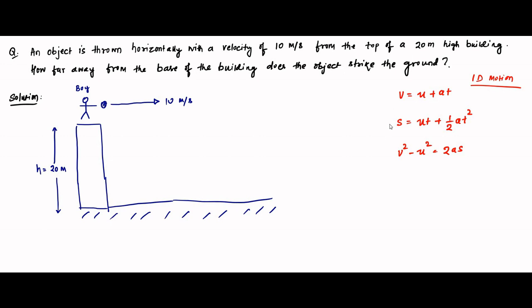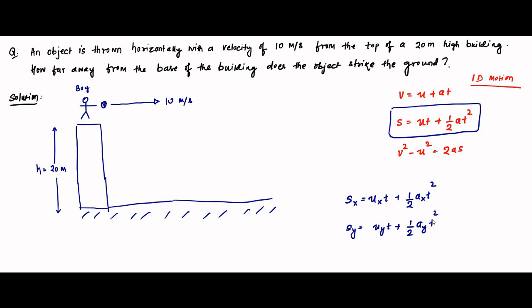We have to analyze the motion separately, which is called the principle of independence of motions, vertical and horizontal. So we'll split it into two parts. Here this equation will come into play. Okay, this equation. So we'll write it in two parts. First, Sx = uxt + 1/2 axt², and then Sy = uyt + 1/2 ayt².